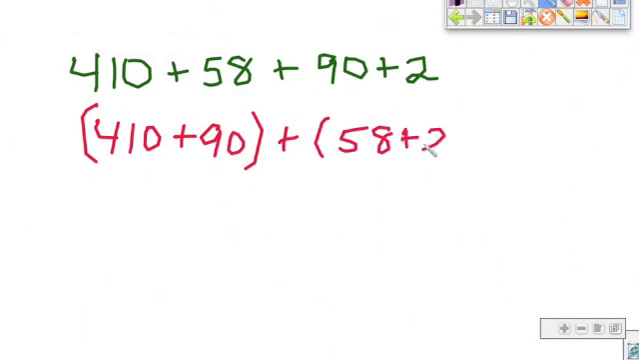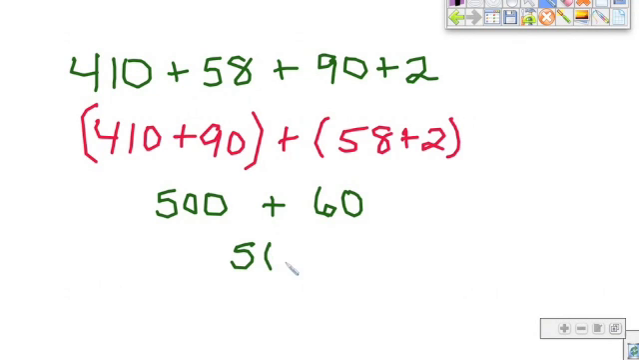58 plus 2. Now, of course, if you don't want to regroup these, you could just add them all the way across. That's no problem. So 410 plus 90 we know is going to give us 500. Bring down the plus sign. And 58 plus 2 is going to give us 60. Add those two together, and I get 560.